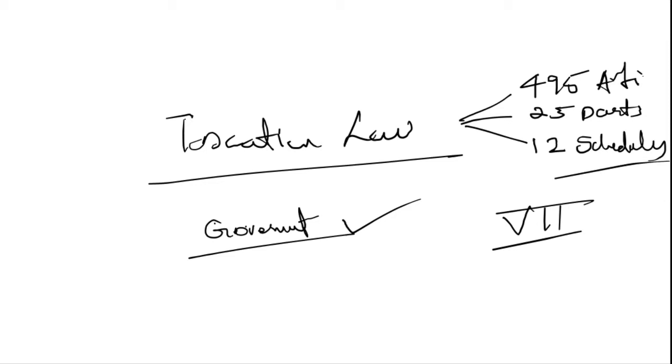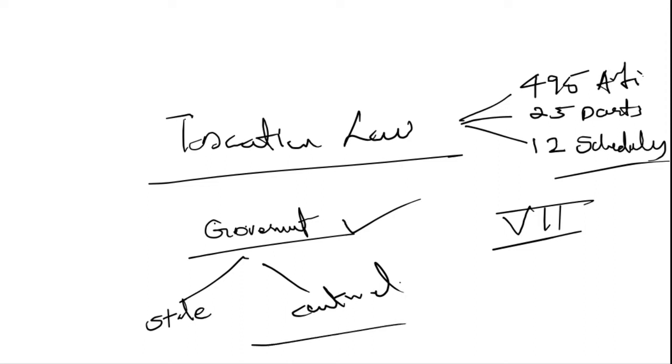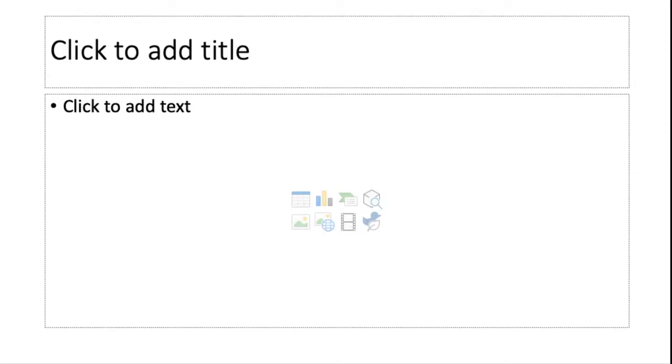In that seventh schedule of our Indian Constitution, it explains that only the state government and the central government can levy the tax. So both the central and the state government are interested in the collection of the tax.